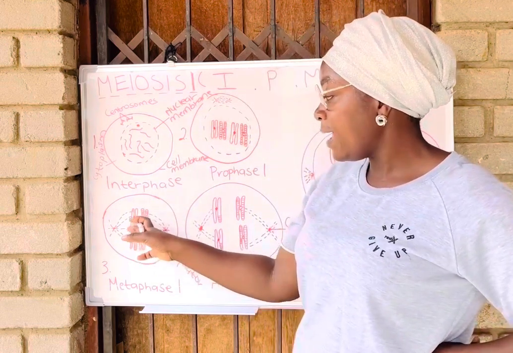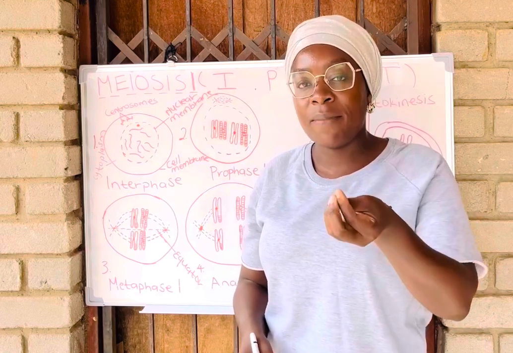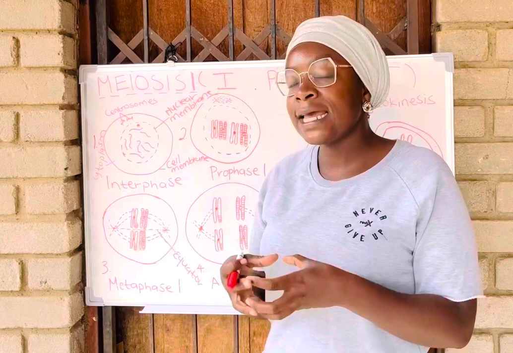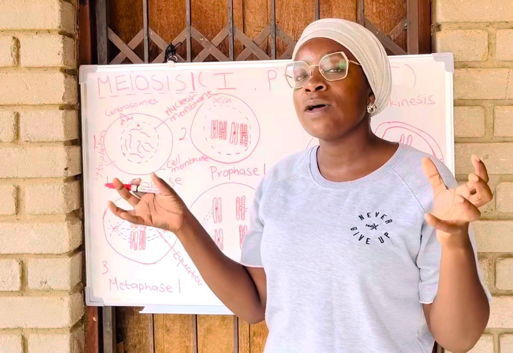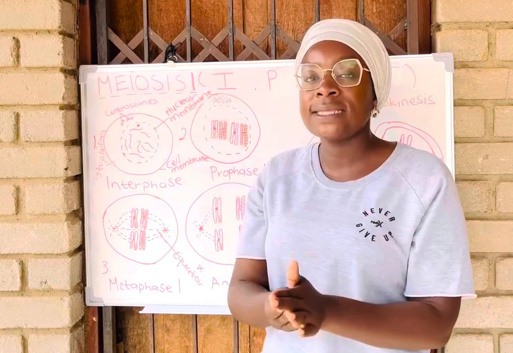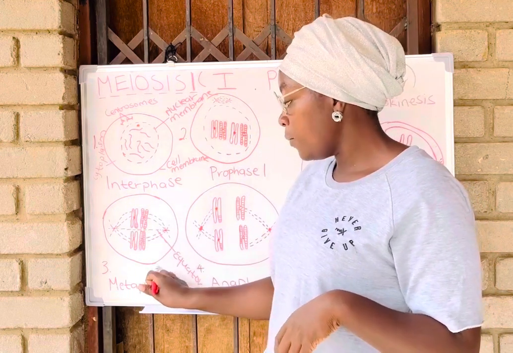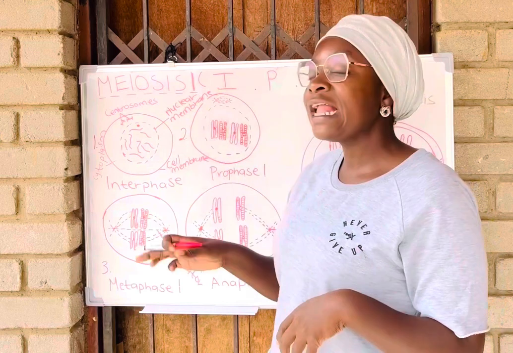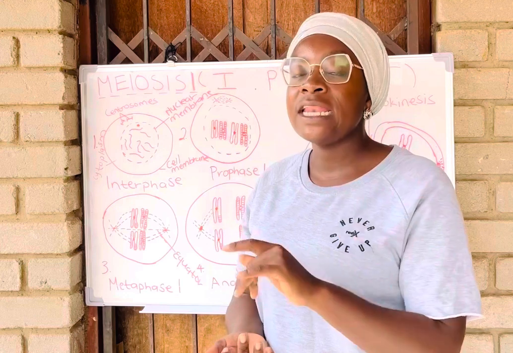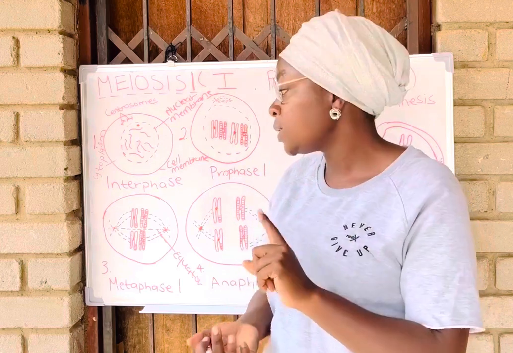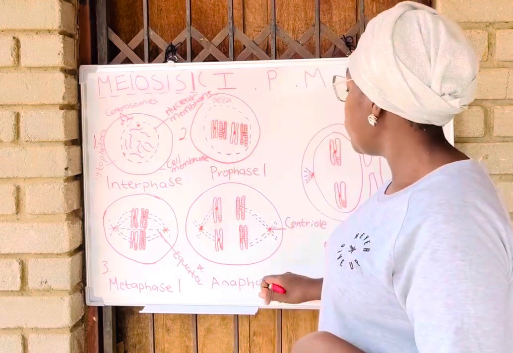Now, as they align along the equator, they align because we have what we call spindle fibers. Our spindle fibers are attaching to the chromosomes. They are the ones that are pulling the chromosomes towards the middle of the cell. So now we have our cell membrane. In metaphase, our nuclear membrane disappeared. In metaphase 1, we have chromosomes aligning along the equator in homologous pairs, and then we also have the disappearance of the nuclear membrane. So we move into the 4th phase.